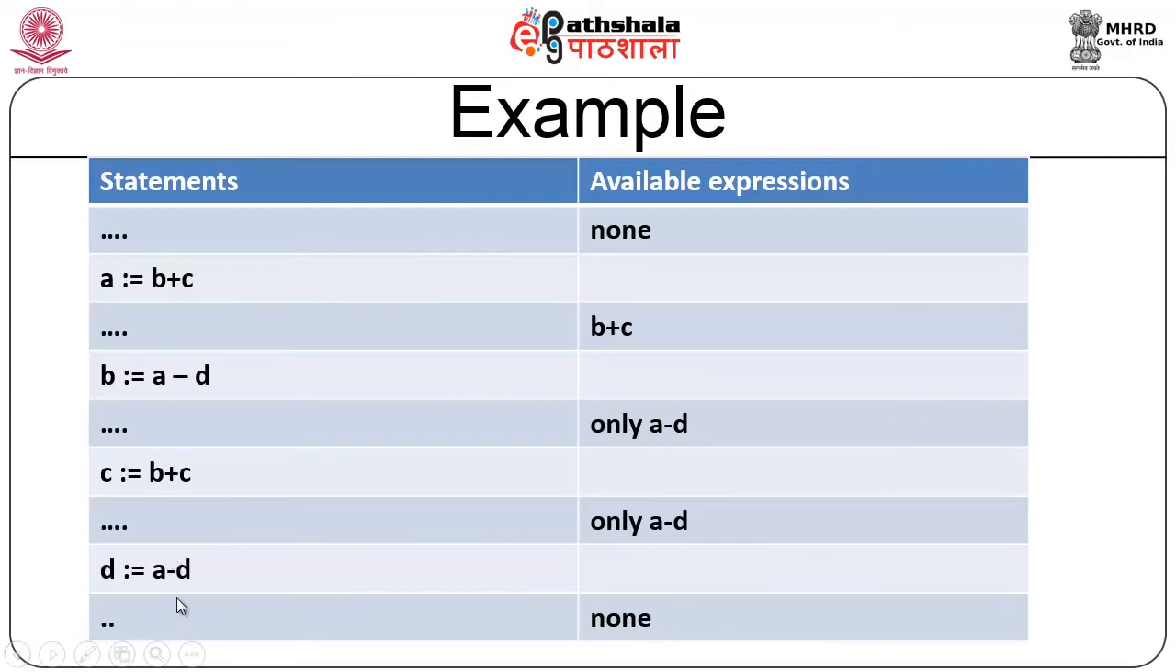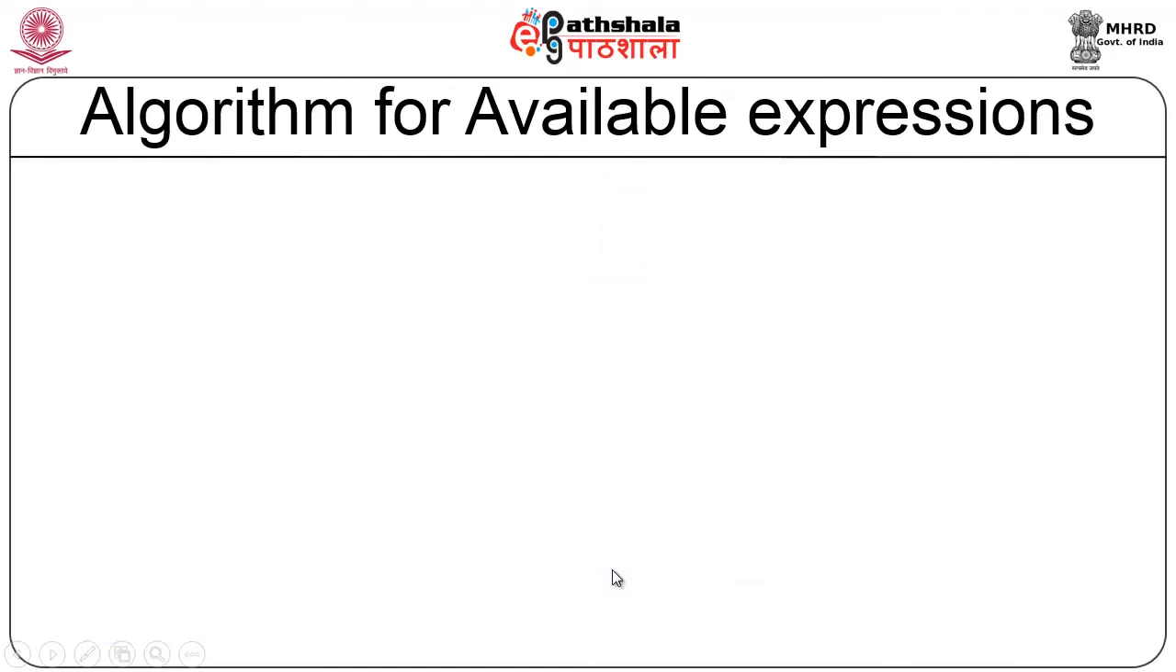The last one is A minus D. Now, what happens is A minus D is a common expression, so I am not computing this again. But beyond this point nothing is available, that is the conclusion. Beyond this point nothing is available because I am recomputing D here. So, this is the available expressions computation.